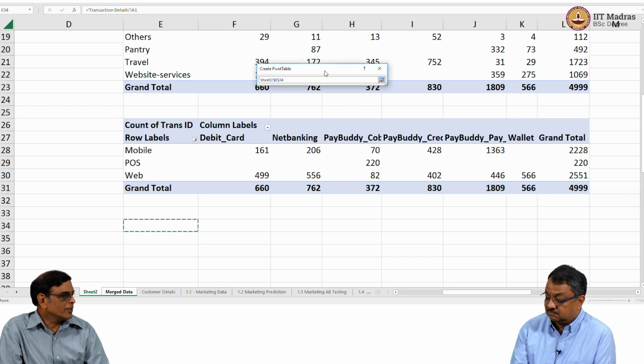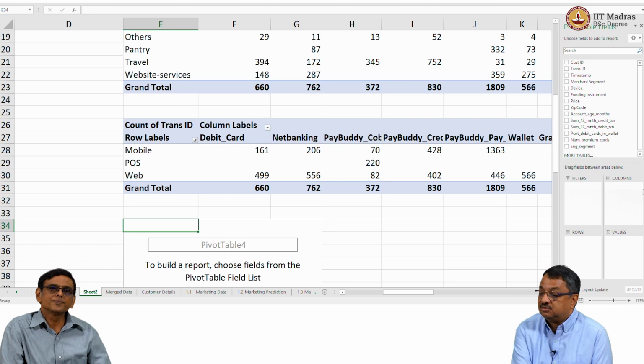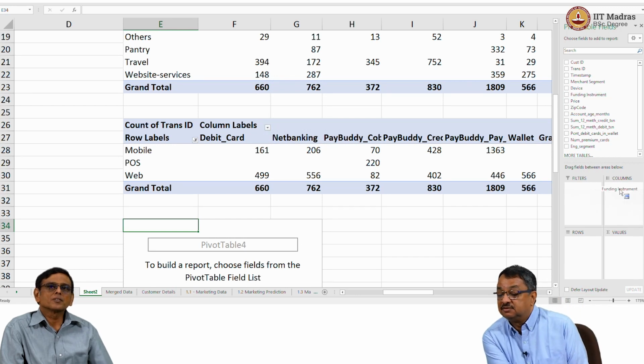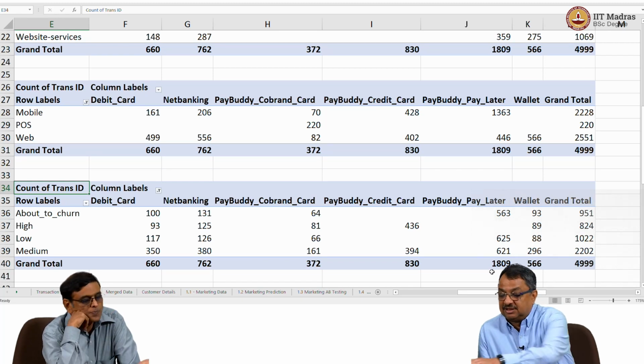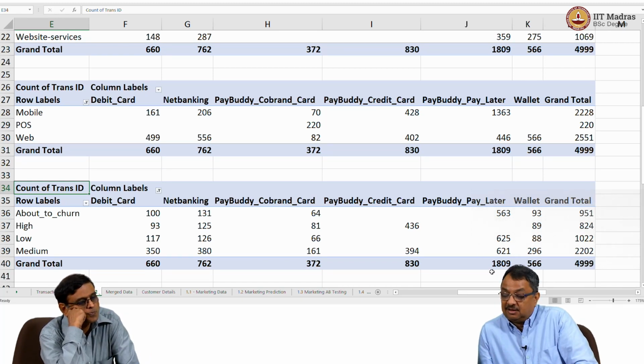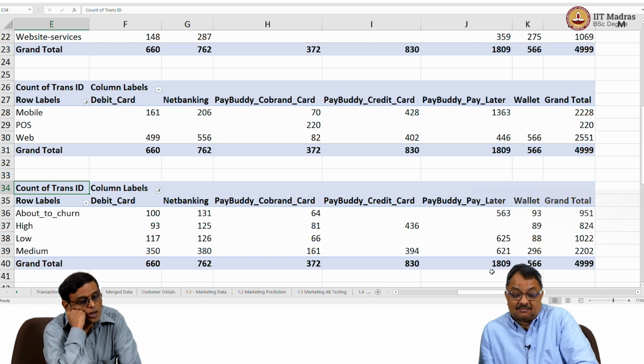So the rows will be engagement segment and the columns will be funding instrument. Okay. So about 2,000 people are in the medium engagement segment. About 1,000 are low, about 800 are high, and almost 950 are about to churn. Okay, let's take the high first. So there are 800 high engagement customers.